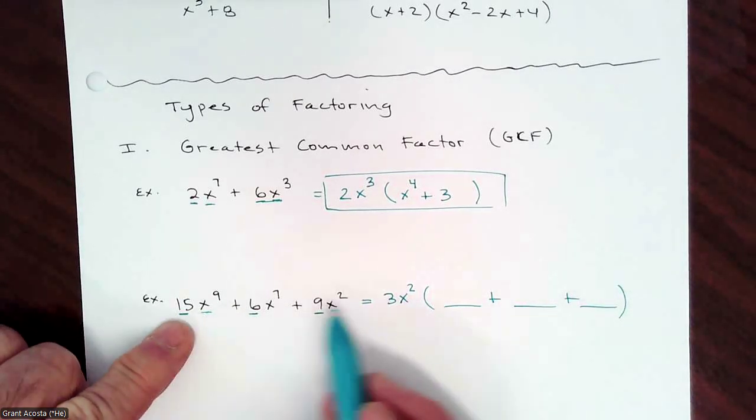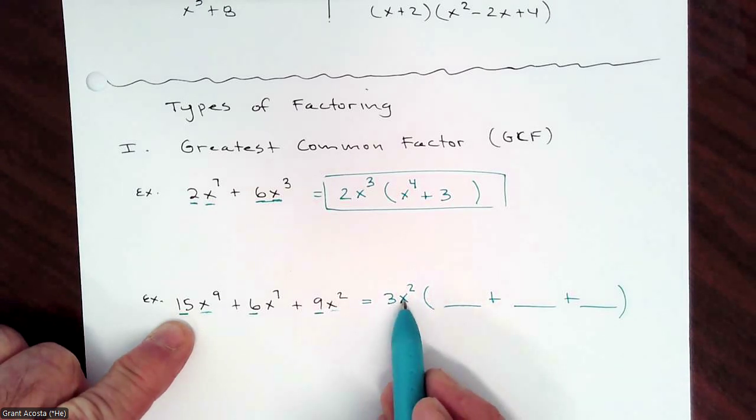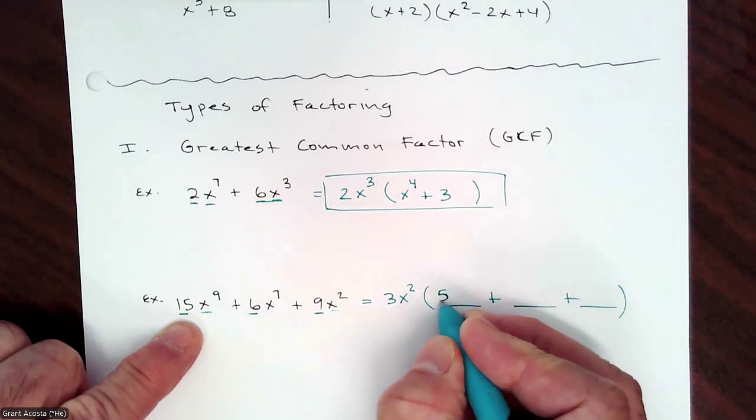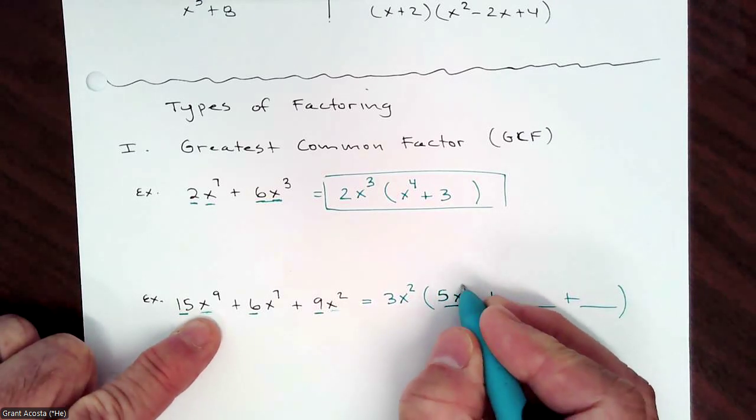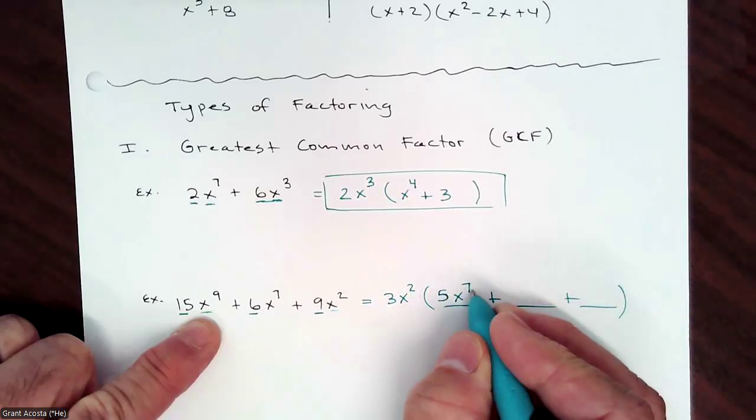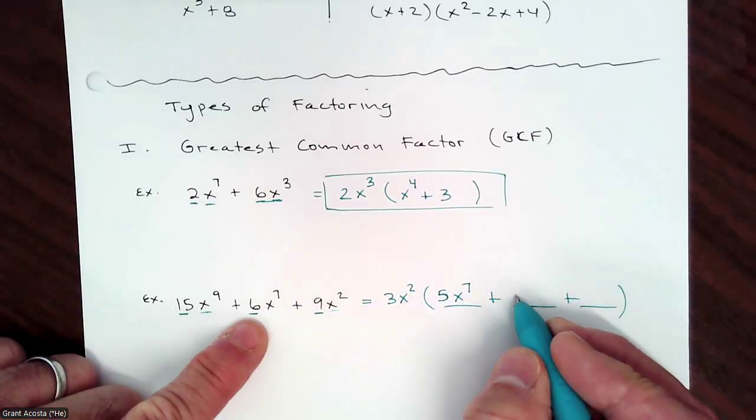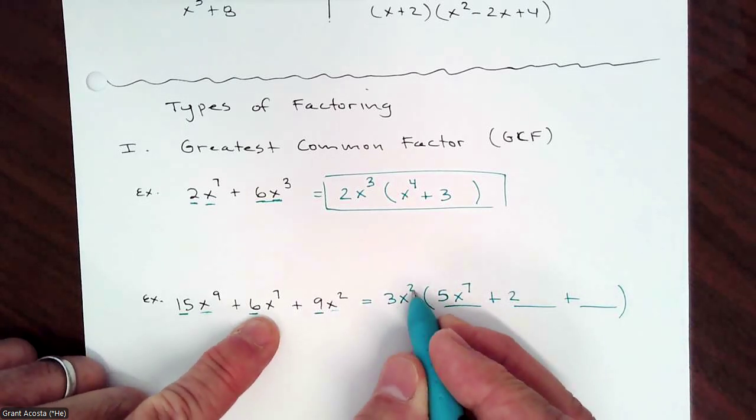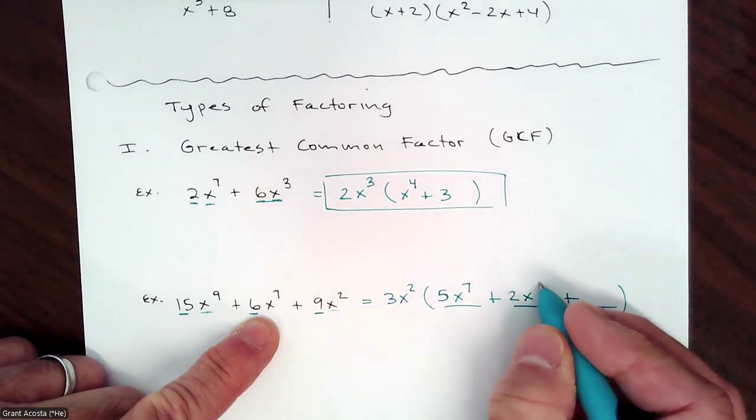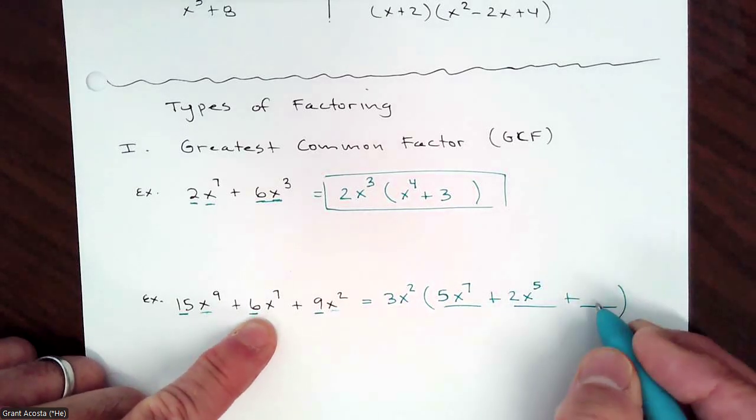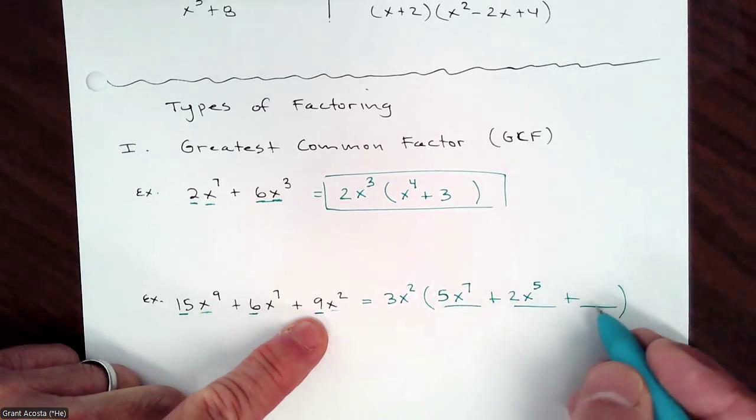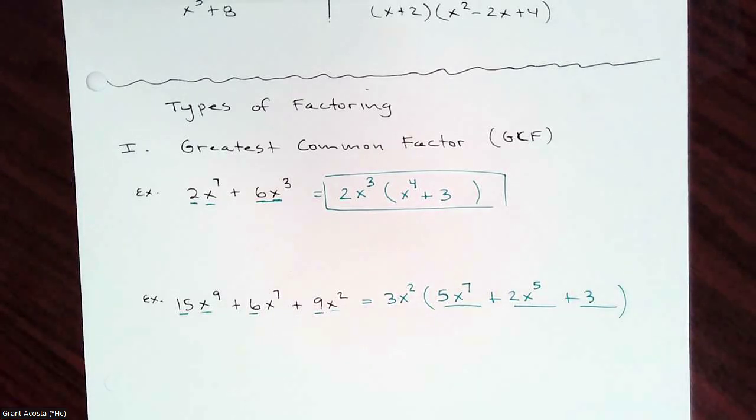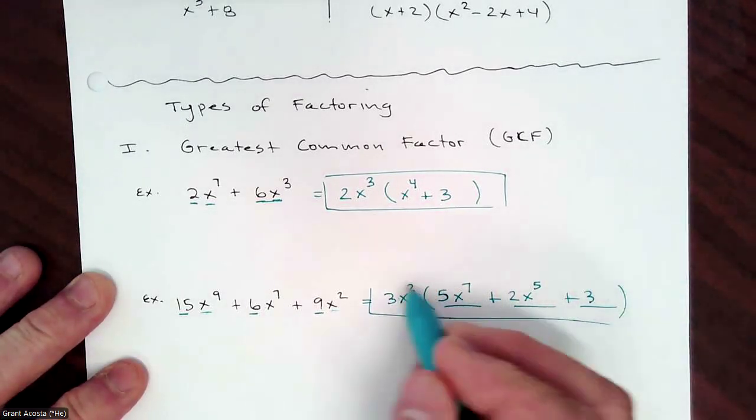And so for the first one, I want to think, what would I multiply 3x squared by to get back to 15x to the 9th? I'm going to need a 5 for the 15, and in terms of x's, I'm going to need x to the 7th, so that adds up to 9. For 6, for the 3, I'm going to need a 2. To get from x squared to x to the 7th, I'm going to need to multiply that by x to the 5th. And then finally, for the 9x squared, I'm going to need just a 3 because I pulled out all of my x squareds. So this would be the factored form.